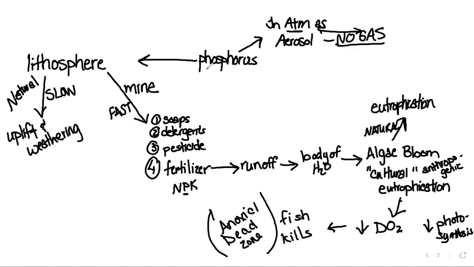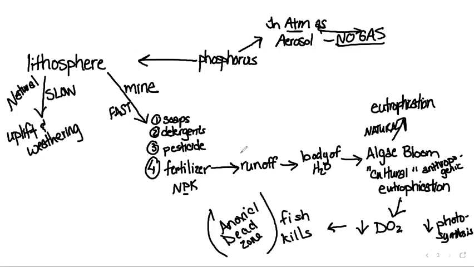So in order to really discuss the phosphorus cycle, the things that are important are to know what is the major reservoir or the major sink, lithosphere. Naturally, slow process comes from upwelling and weather. Human caused, fast process, used for the vast majority in fertilizer, NPKs.